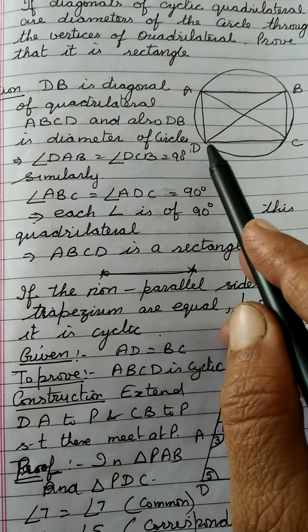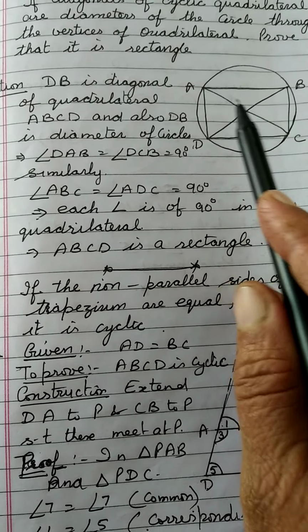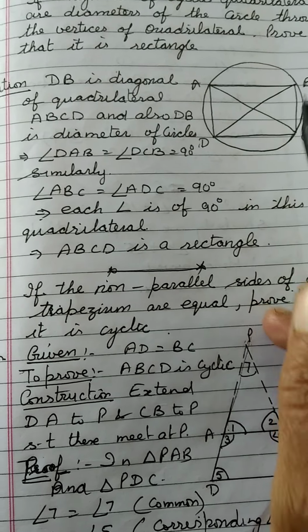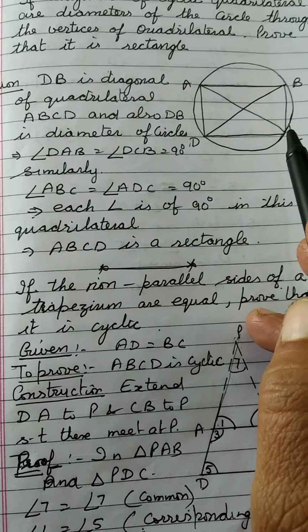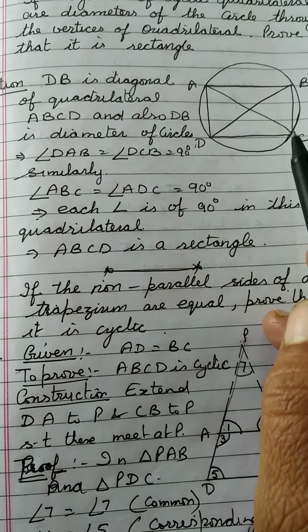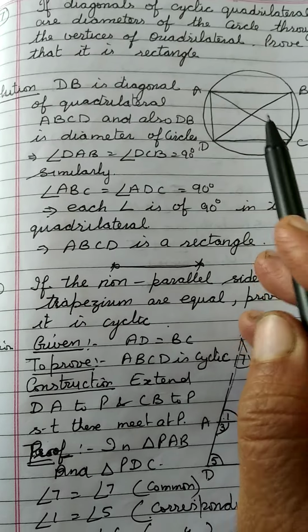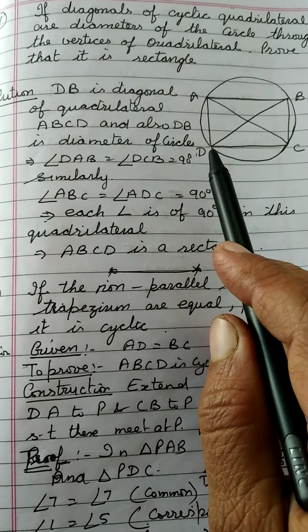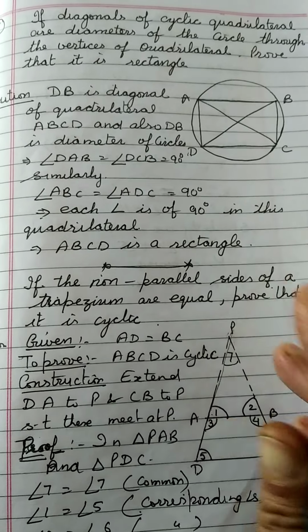Similarly, AC is the diameter of the circle. AC is also the diagonal of the quadrilateral ABCD. Again, the angle subtended in a semicircle is 90 degrees, means angle ABC is equal to angle ADC is equal to 90 degrees. Now ABCD is a quadrilateral in which each angle is 90 degrees, then ABCD is a rectangle.